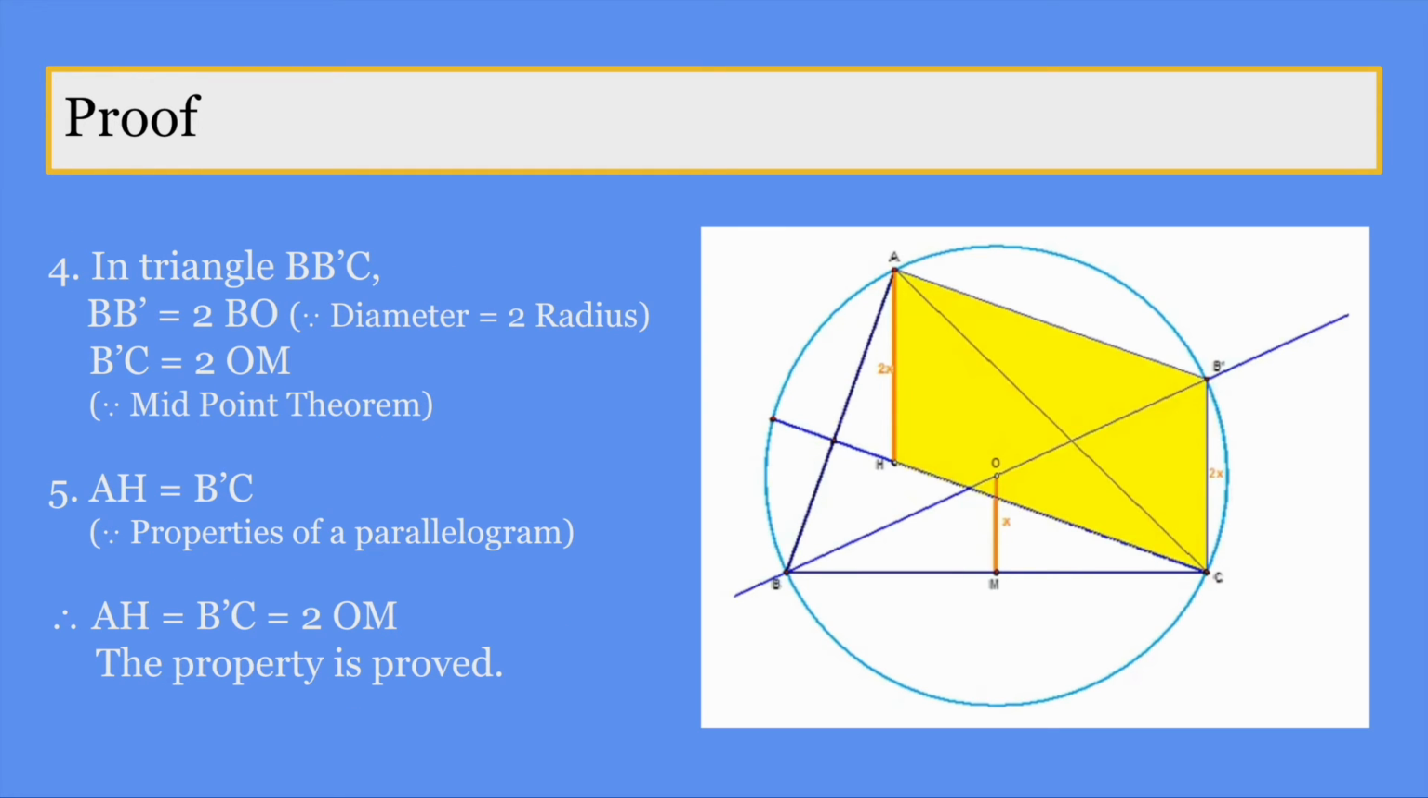In triangle BB prime C, BB prime is 2BO, and B prime C is 2OM according to the midpoint theorem. And AH equals B prime C according to the properties of a parallelogram. Therefore, AH equals B prime C equals 2OM, and the property is proved.